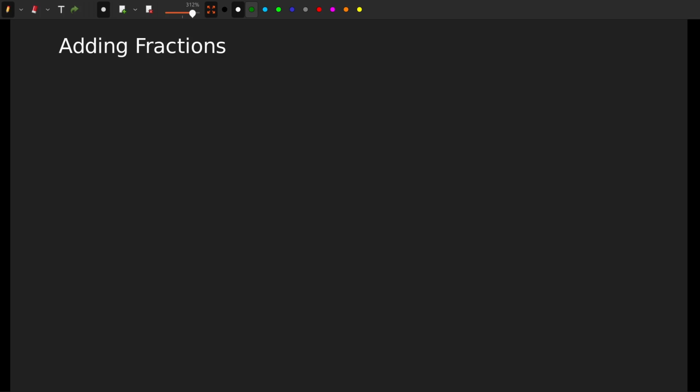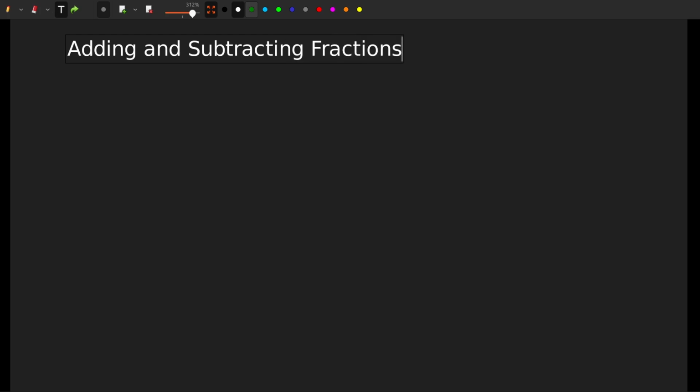Actually, you know what? I'm going to replace this. I'm actually going to do adding and subtracting fractions together, since they're somewhat similar. But it's still going to be quite long. So we'll have adding and subtracting fractions. Okay.